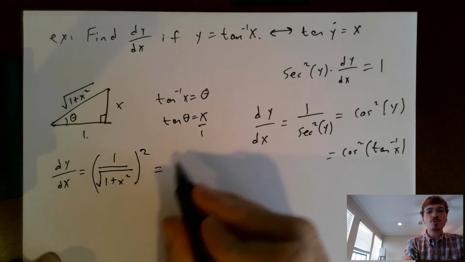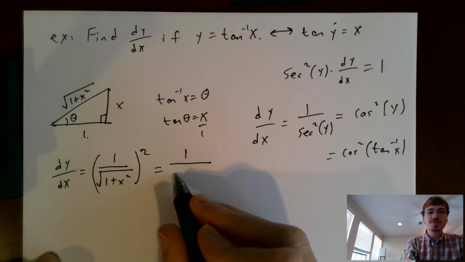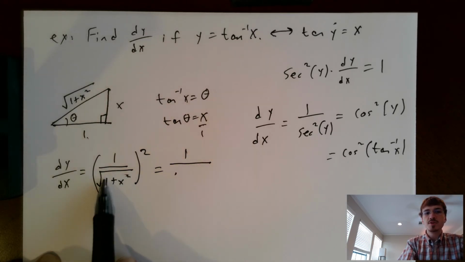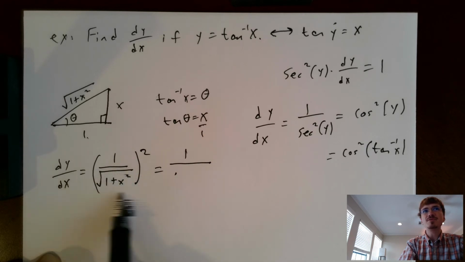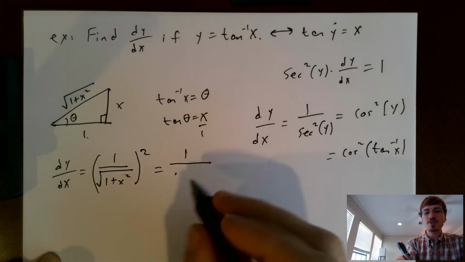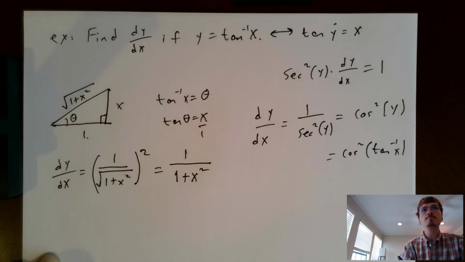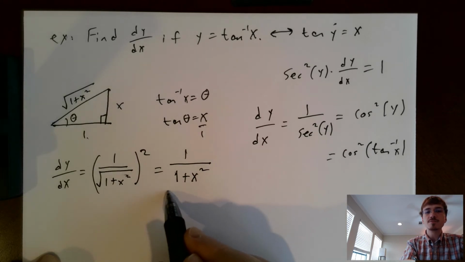Well, if I square the numerator, I just get 1. And if I square the denominator, notice that this is always a positive function down here. There's no domain restriction there, right? So there's no absolute value or anything. It's just 1 plus x squared. Everything's positive, okay? And that's kind of nice.